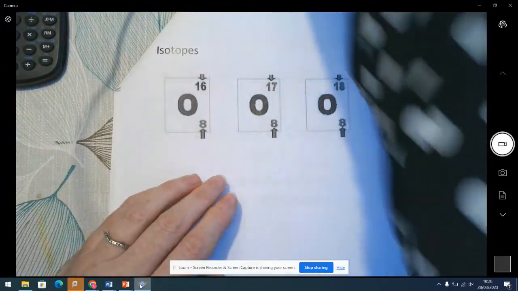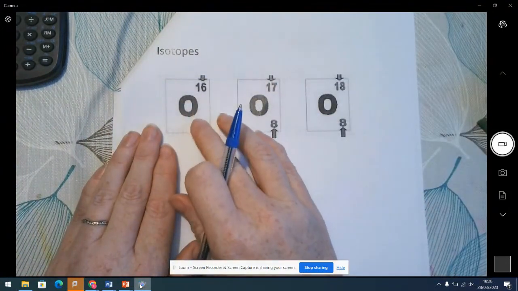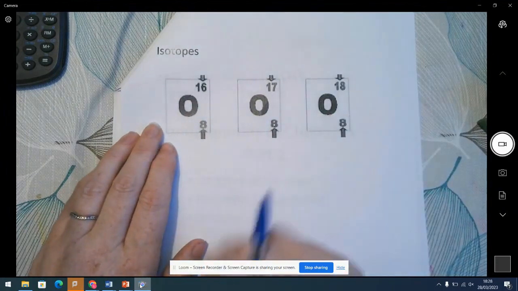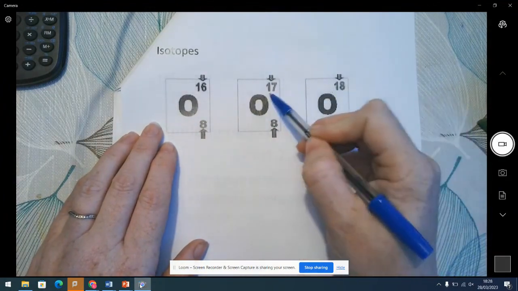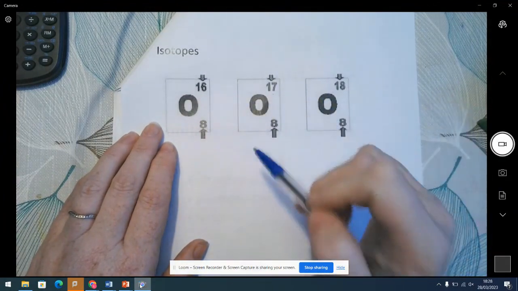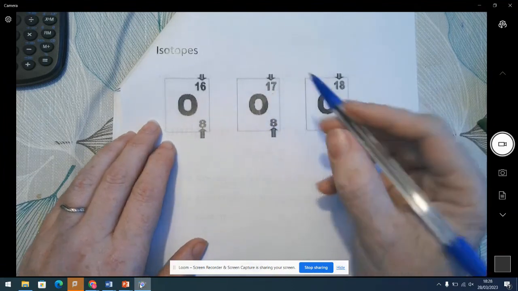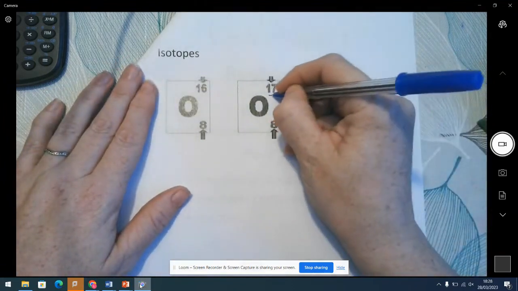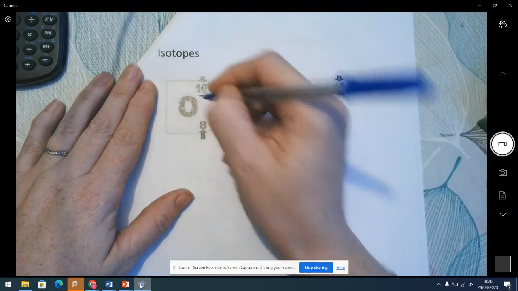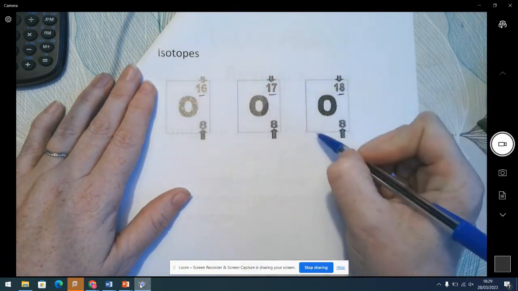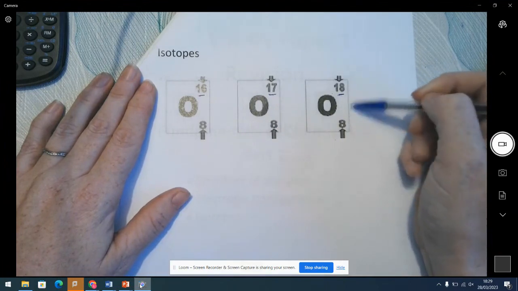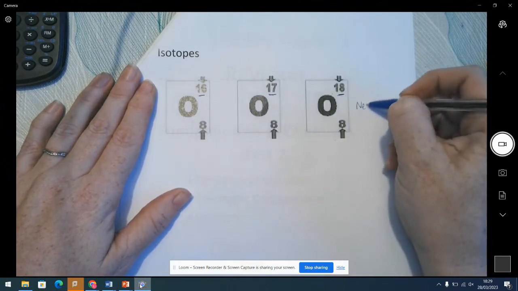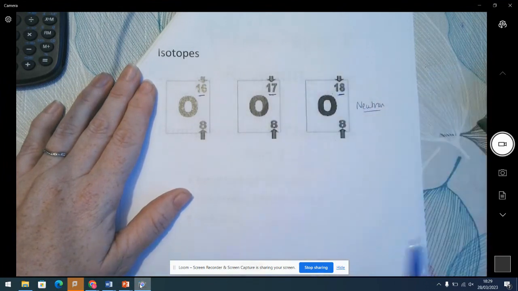So they are essentially the same element. You can see I've got oxygen, but they vary slightly. And they vary because, if you look at the number at the top, they actually have a different number of neutrons. Looking at the mass numbers here, you can see that the mass number is changing, but my proton number is staying the same. And the difference between these two numbers we know is our neutron number.